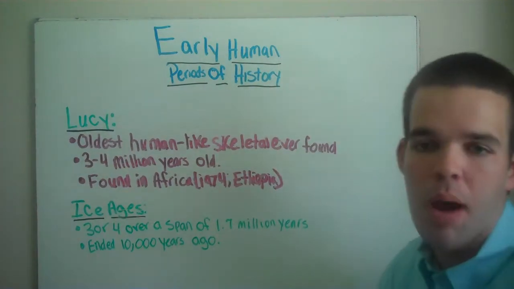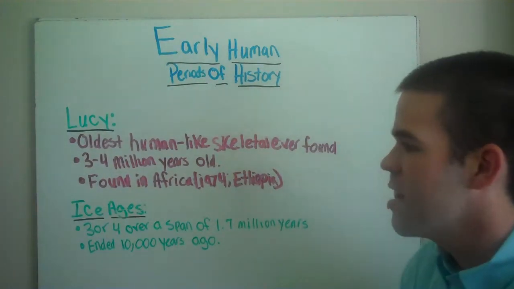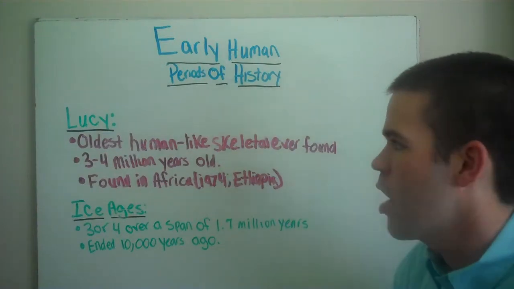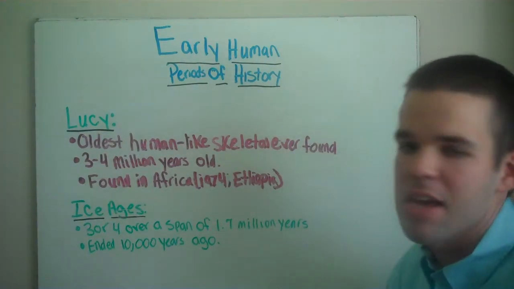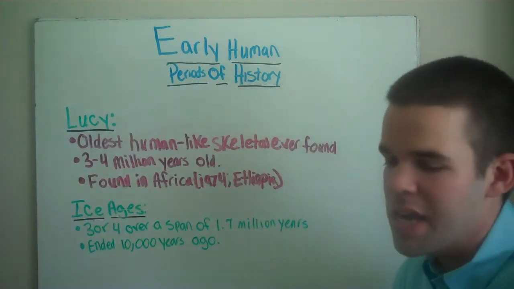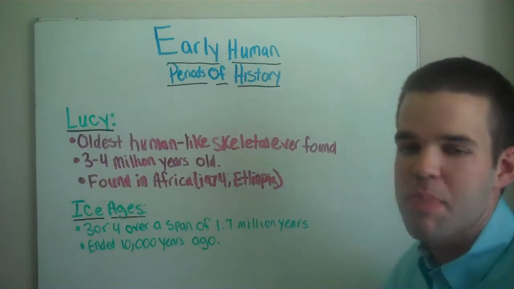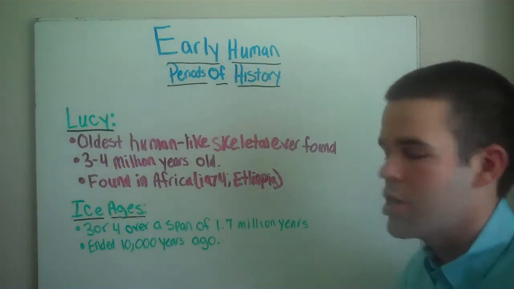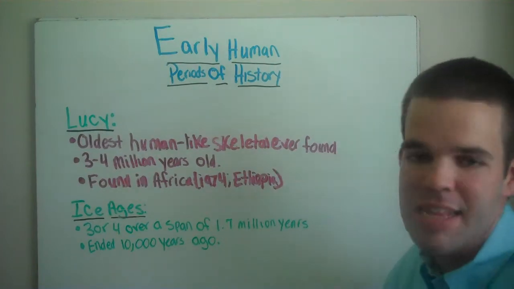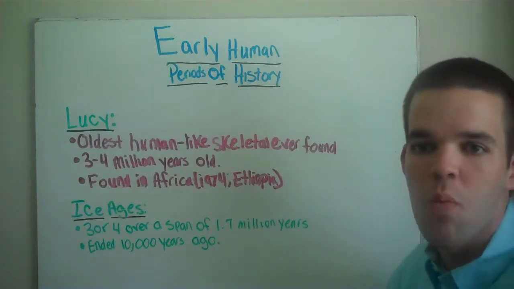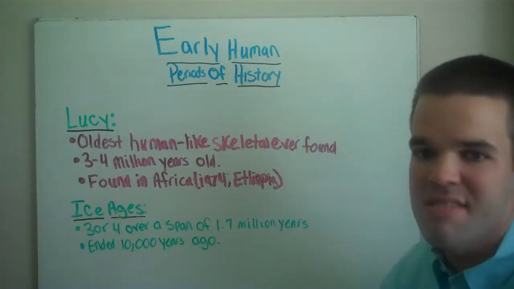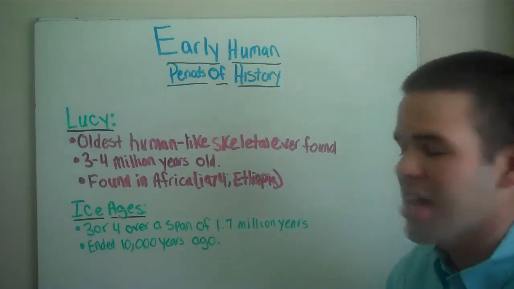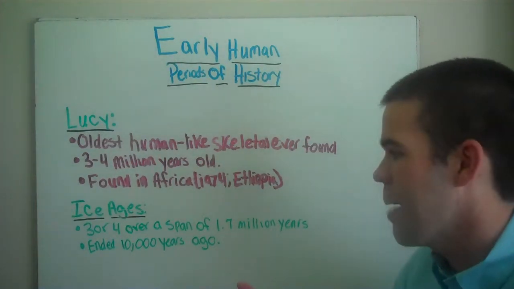We're going to move on to probably the most famous event that most people relate early humans with, the Ice Ages. Now, there are 3 to 4 Ice Ages over a span of 1.7 million years. It ended about 10,000 years ago. There was not one big Ice Age. There was a series of smaller Ice Ages that happened over a long period of time.